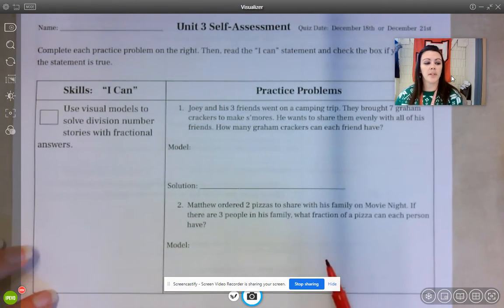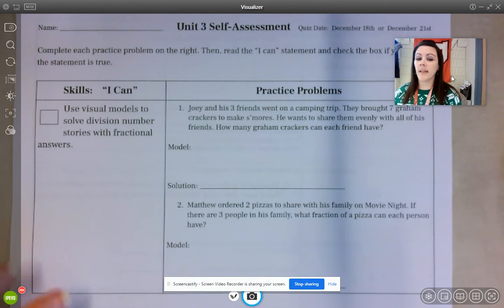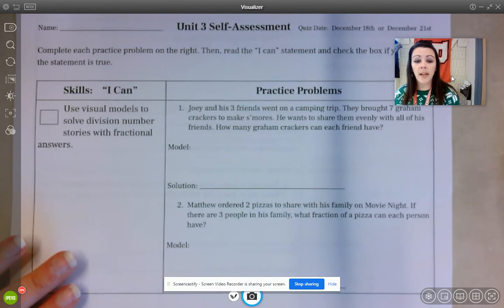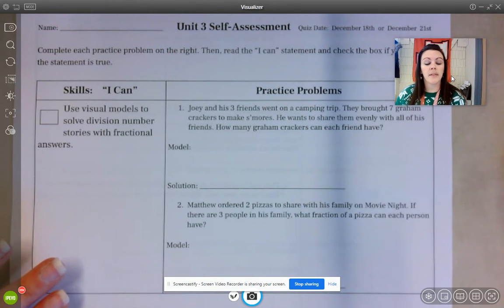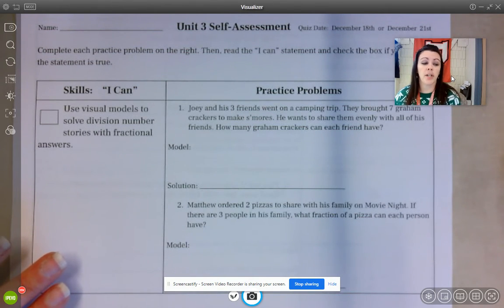There are practice problems on the right, and then there are skills listed on the left. If you feel confident with the problems on the right, you can put a check mark in that box. Let's take a look at question number 1. This is a story that we have to solve with a division model.